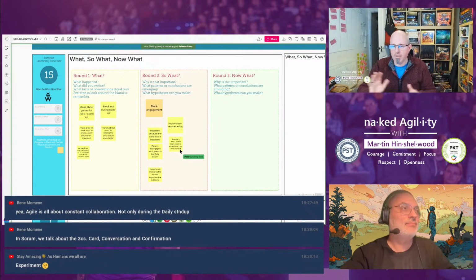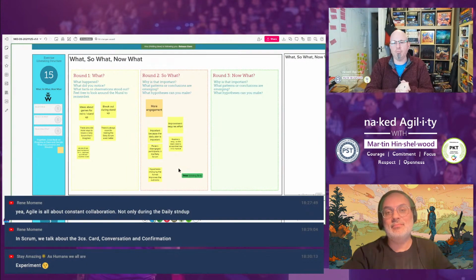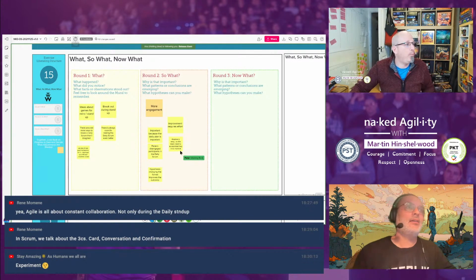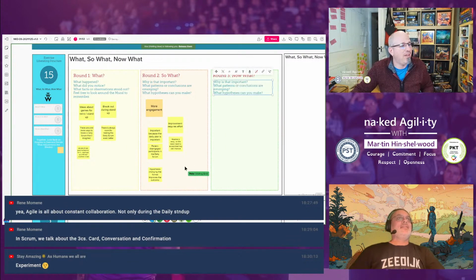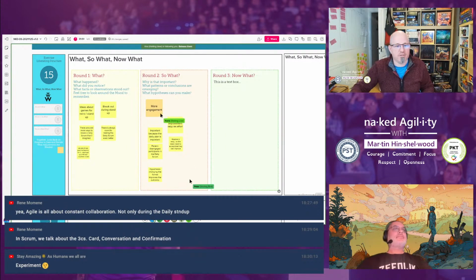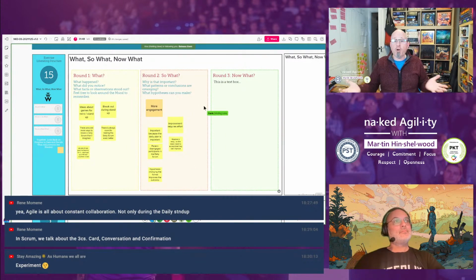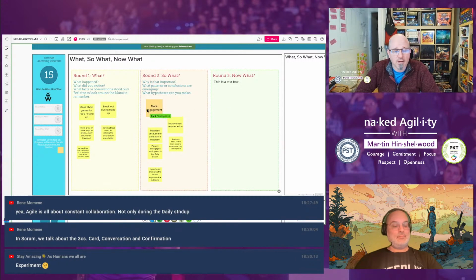I've opened out round 3, and in round 3 I've left the same text, but what now? Let me delete that text because it's confusing. What now? What could you do now? What could you change in the way you do things next?